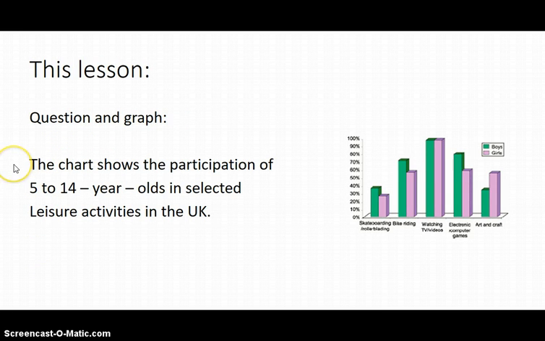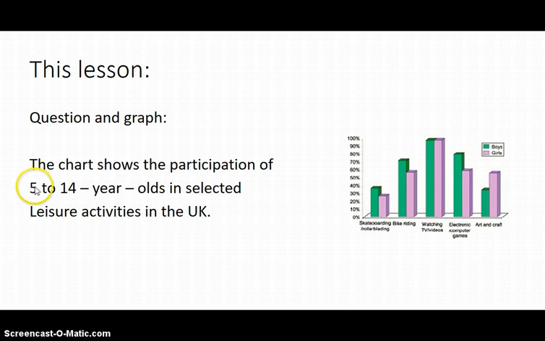This is a sample question for IELTS Task 1. Let's look at the question and then we'll go to the bar chart. The chart shows the participation of 5 to 14-year-olds in selected leisure activities in the UK. The participation of 5 to 14-year-olds. Participation, so how much people participate or get involved in.